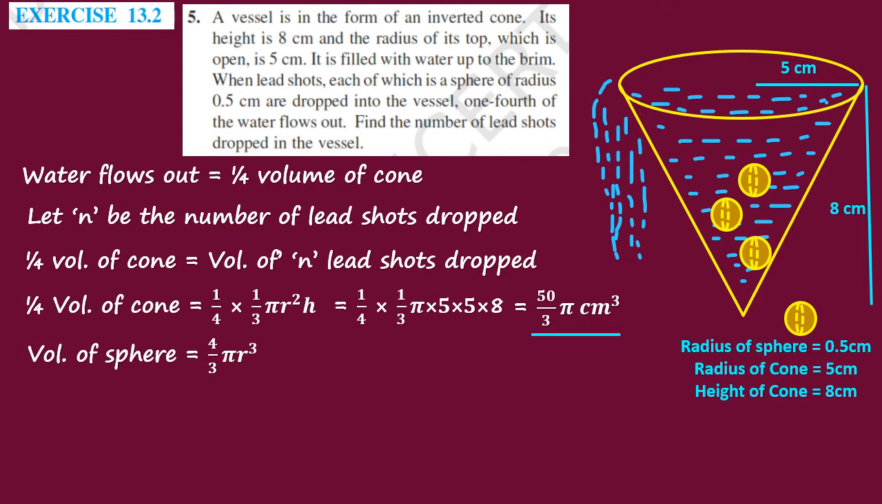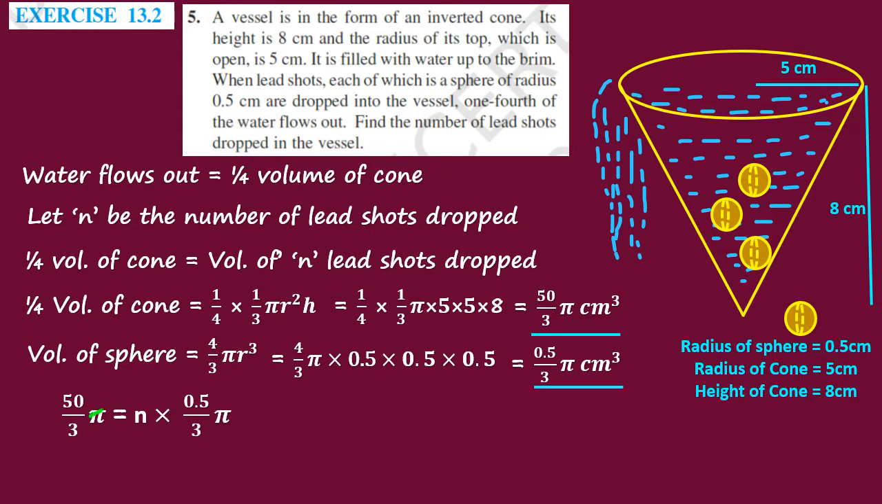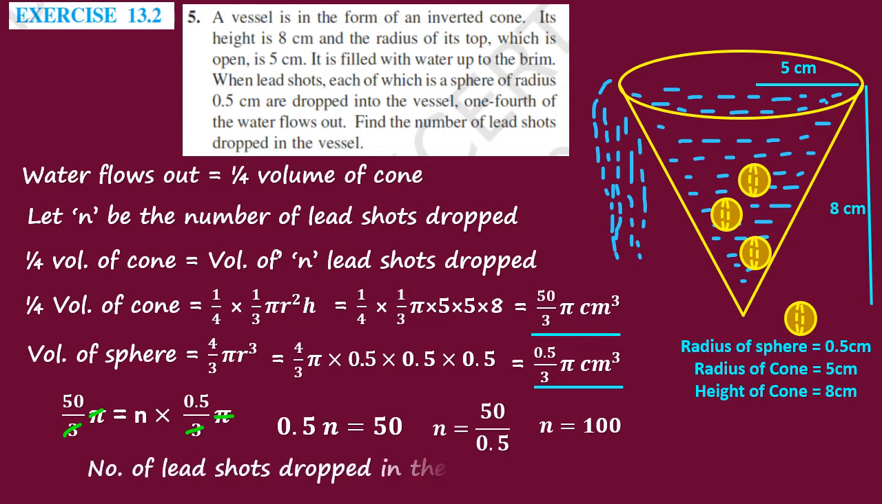So what is the volume of sphere? 4/3 pi r cube. So n number of spheres, their volume will be this into n. So this is the volume of one sphere, that is 0.5/3 pi centimeter cube. Now this 50/3 pi is equal to n into 0.5/3 pi. Pi and pi will get cancelled, and after cancelling what we get? 0.5 n equal to 50. That means n equal to how much? 100. So 100 lead balls are dropped into the vessel.